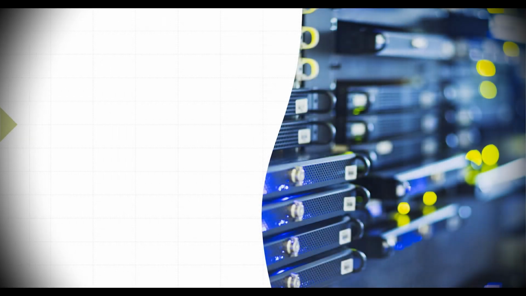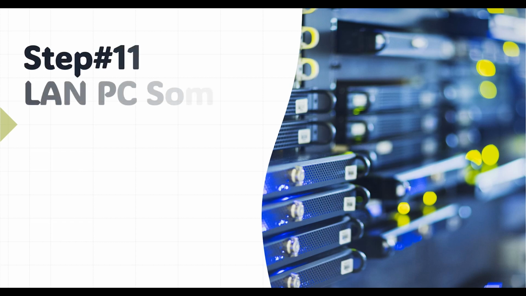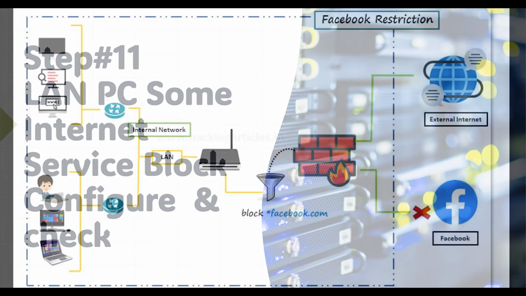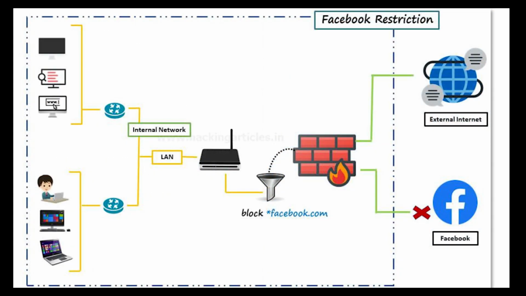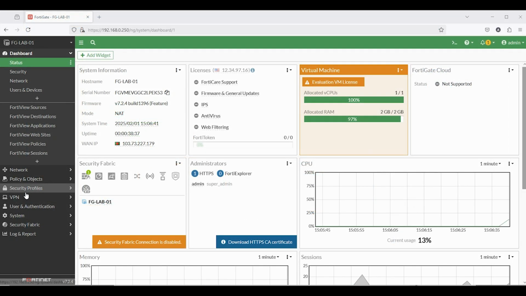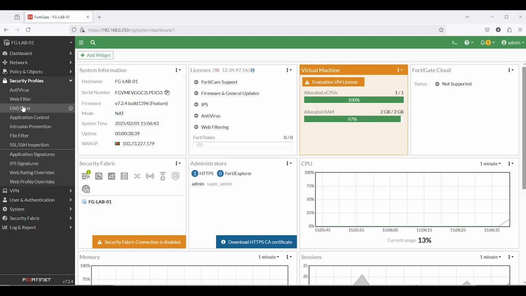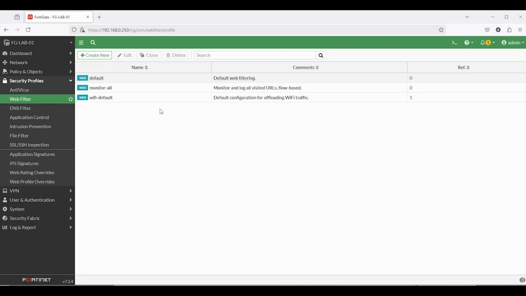In this step 11, we configure and check blocking some internet services for the LAN PC. Let's start. In this part, we are going to explain how to use a static URL filter to block access to Facebook and its subdomains in our network. Go to Security Profiles, Web Filter, and edit the default web filter profile.